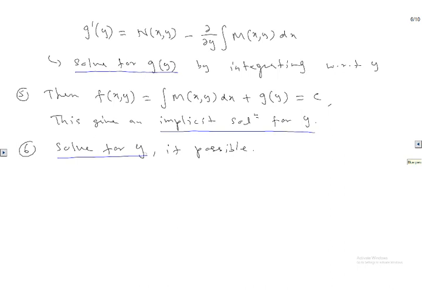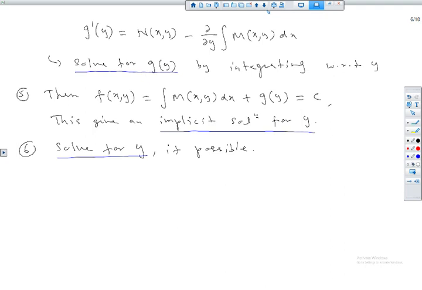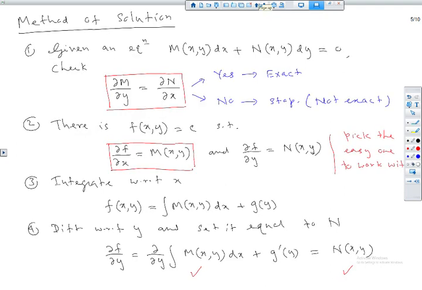So let's go back and try to understand what they were. You're going to start with the differential equation. It has to be in this form: M dx plus N dy equals 0. You look at the reverse partial derivatives. You take the partial derivative of M with respect to y, and see whether that's equal to the partial derivative of N with respect to x. If this is the case, the equation is exact. So that means there is a function f(x,y) equals c.